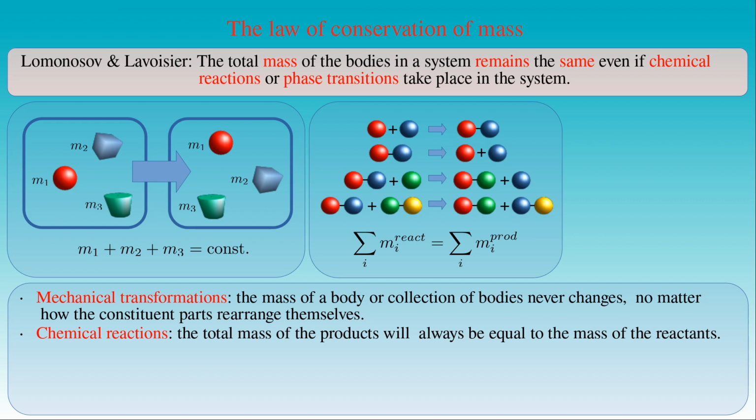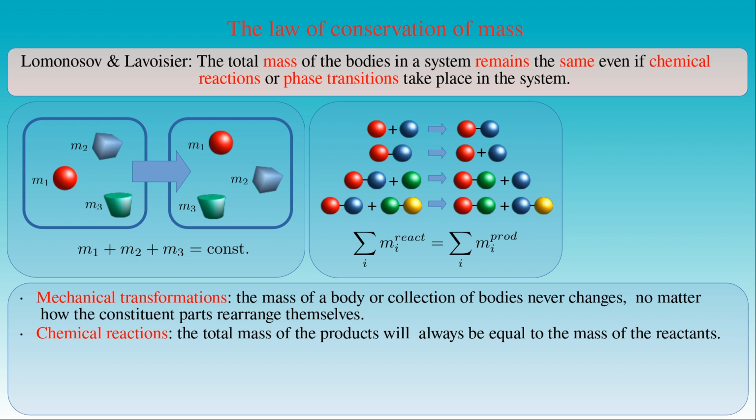In other words, in a chemical reaction, the mass of the products will always be equal to the mass of the reactants. In any of the four basic types of chemical reactions seen in the figure, such as a synthesis or combination, a chemical decomposition, a single replacement, and a double replacement, the total sum of the mass of individual reactants is equal to the total sum of the mass of the products.